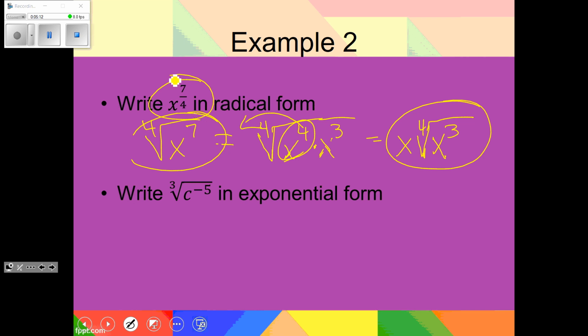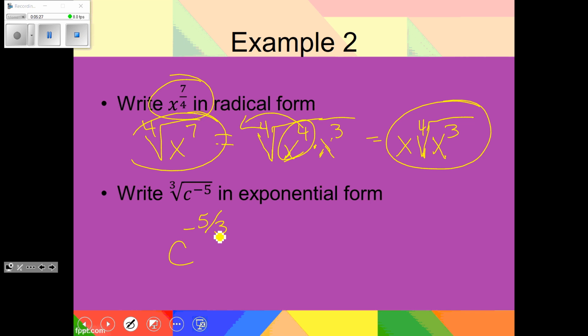Very good. How about the second part? It's written using a radical. How could we write it using an exponent? C to the negative 5/3 power. I agree.